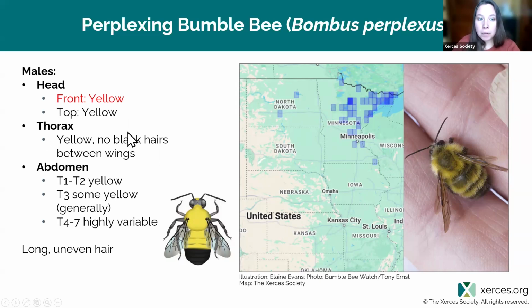The thorax of the bumblebee male for this species is solidly yellow. You won't see any black hairs at all between the wing joints. In general, you also won't see black hairs underneath the wings either. For this species, it tends to be solidly yellow for the males, although this bee does have a few black hairs underneath the wing joints here. So sometimes you'll see some for the males. The hair color patterns on the head for this species are yellow on the top and then yellow on the front of the face as well.